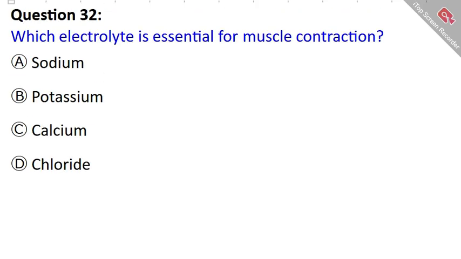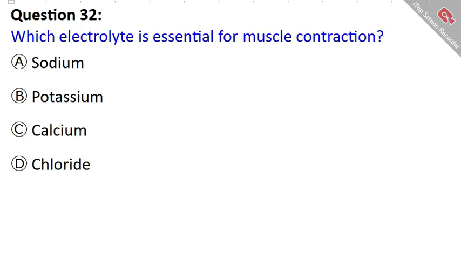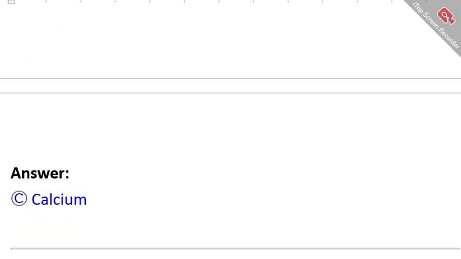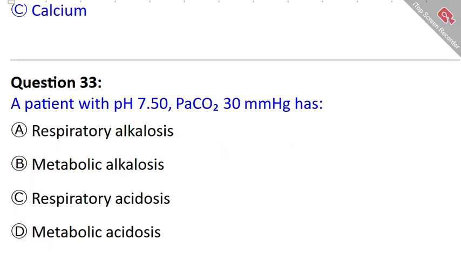Question number 32. Which electrolyte is essential for muscle contraction? Read the four options. Pause the video for 3 to 5 seconds. In this scenario, the correct answer is option C, calcium. Calcium is the electrolyte which is essential for muscle contraction. Let's move to question number 33.